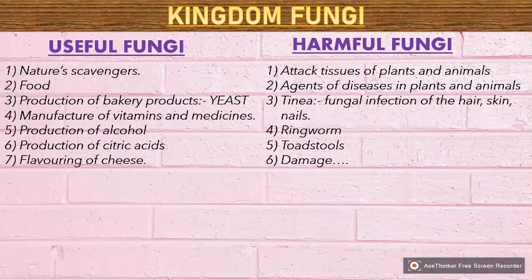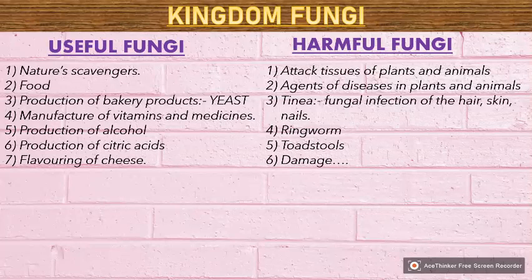Second is food. Now how food? Morels and some mushrooms are enjoyed as palatable food. Third is production of bakery products, which is very important because yeast is the main thing that we use in bakery products. How? Like for baking bread, yeast along with a little sugar is mixed with flour to make dough. Now that dough is kept in a warm place.